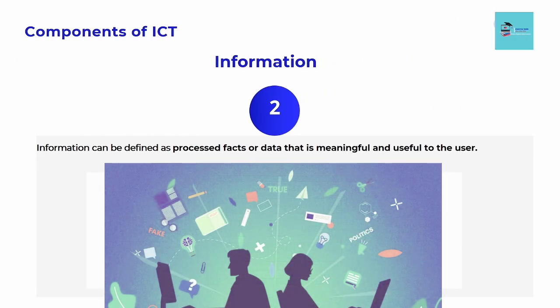The second component of ICT is information. Information can be defined as processed facts or data that is meaningful and useful to the user. When data are processed, they become information.